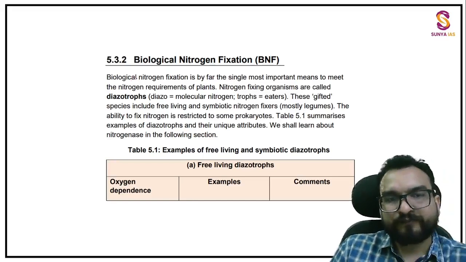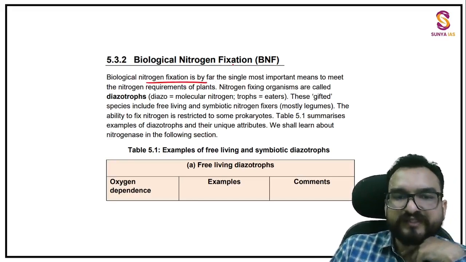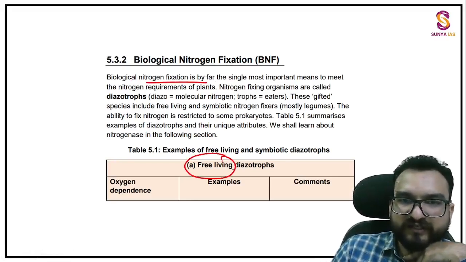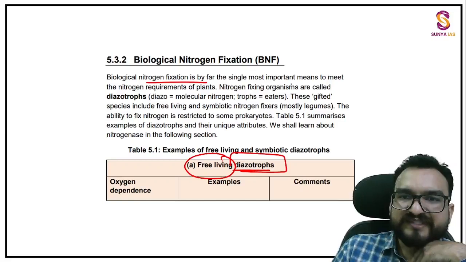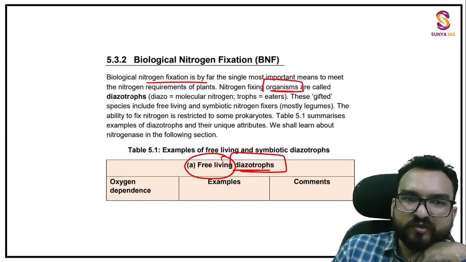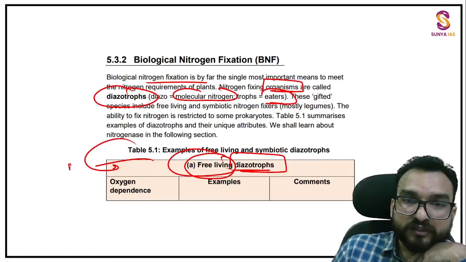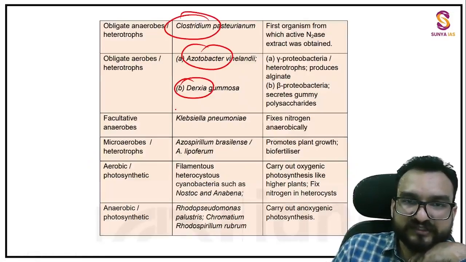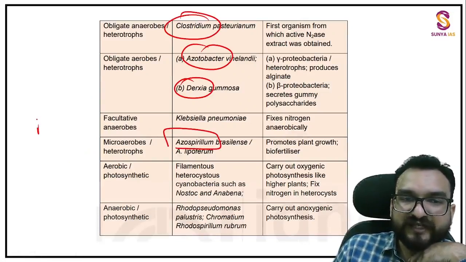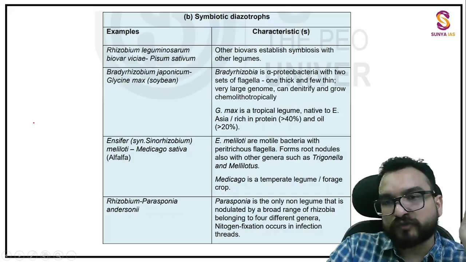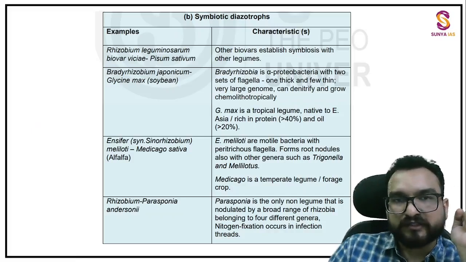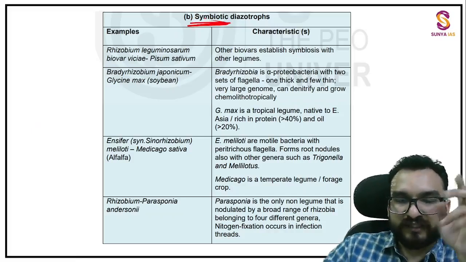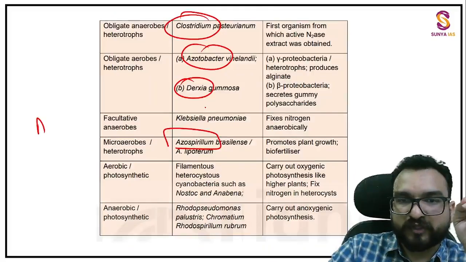You will be finding biological nitrogen fixation, how it is happening over here. You will be finding free living diazotrophs. Diazotrophs are basically nitrogen fixing organisms, called molecular nitrogen eaters, right? They are free living, meaning non-symbiotic, or they are in symbiotic relationships. So Clostridium, Azotobacter, Derxia, Azospirillum, we have read as non-symbiotic. The table you will find over here. These are non-symbiotic, free living.